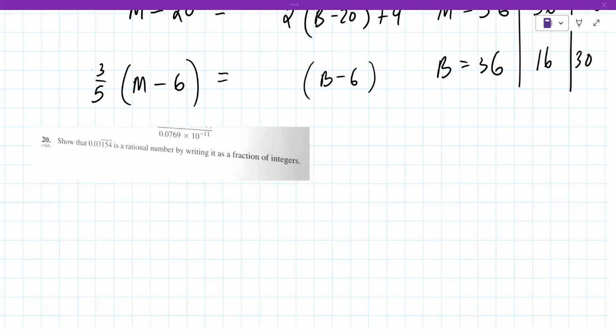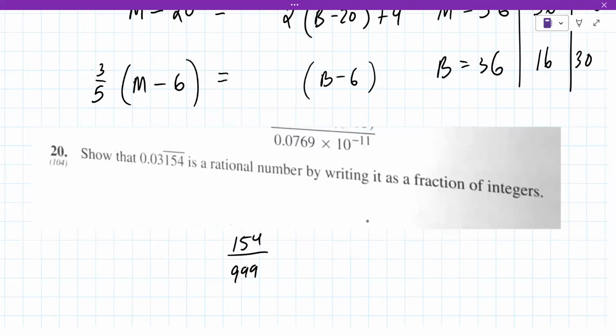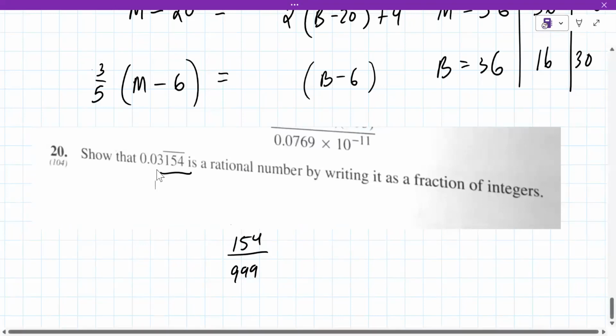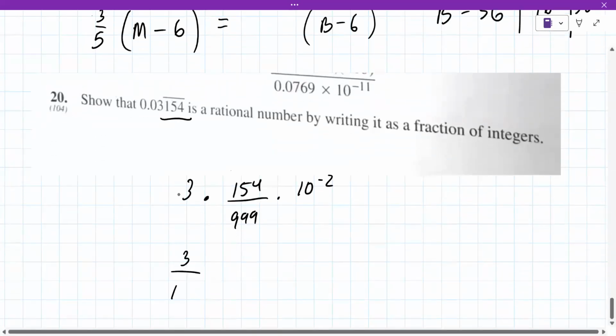So n equals 0.03154. 100n equals 3.154. And then add that together, 99n equals 3.13 or something like that. Yeah, so it's 154 over 999. That gets you this part, but then you've got this other thing going on, right? You've got this 0.03. So it's 3 times this, a lot of ways to do this, times 10 to the minus 2. So that's the 3 over 100.